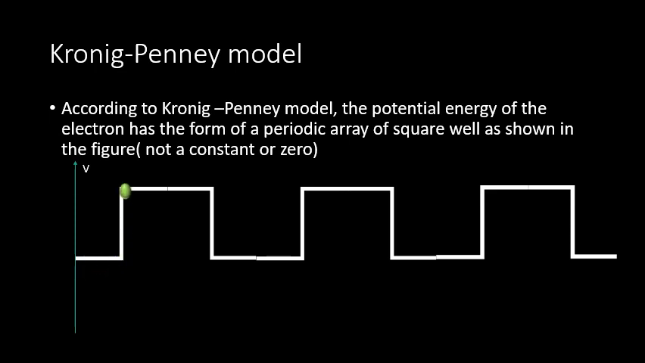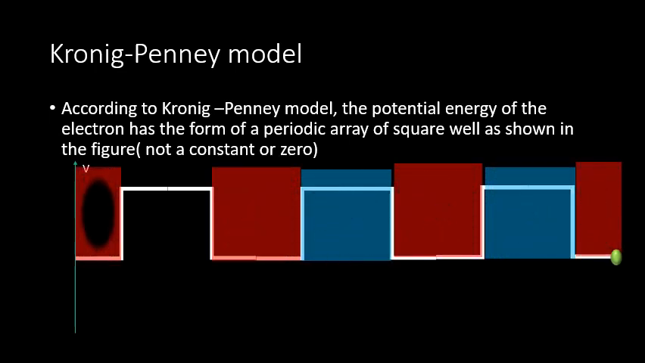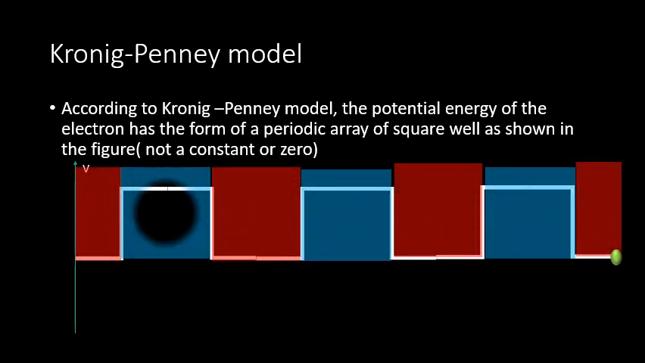According to the Kronig Penney model, the potential energy of the electron has the form of a periodic array of square wells, which means that the potential energy of the electron is not constant or zero, it varies as a periodic square well. A periodic potential well is shown in the figure. Here, the red region indicates the potential well and the blue region represents the potential barrier.